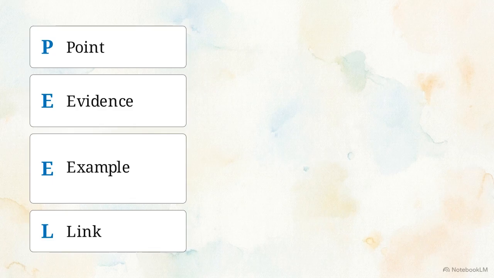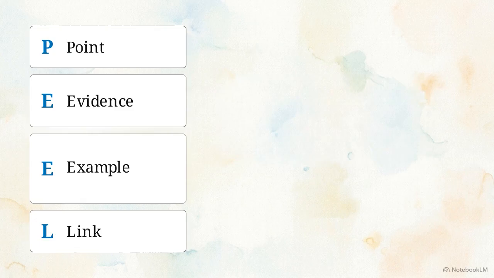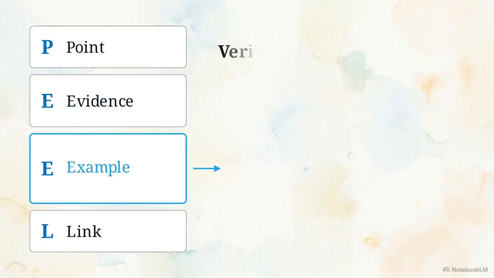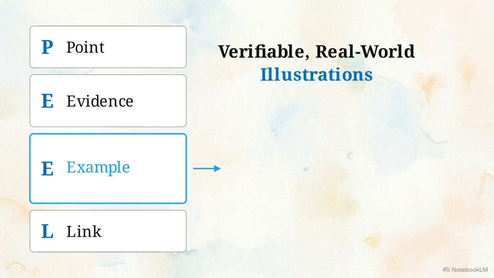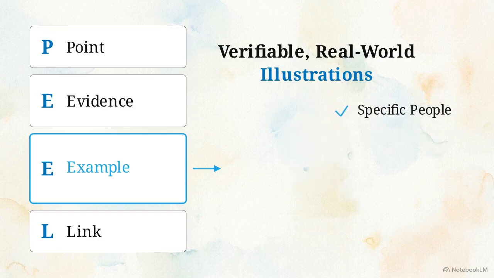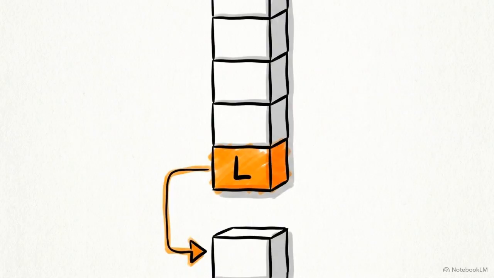To ensure each category receives equal treatment, use the PEEL framework: point, evidence, example, and link. You already wrote the point with your topic sentence. Next, add your evidence by briefly describing the category in more detail. Then comes the example. This is where you have to use verifiable, real-world illustrations. Avoid vague generalizations. Name specific people, documented events, or quantified data that prove your category exists. Finally, the link. You need to connect your category back to your thesis or transition into the next paragraph.